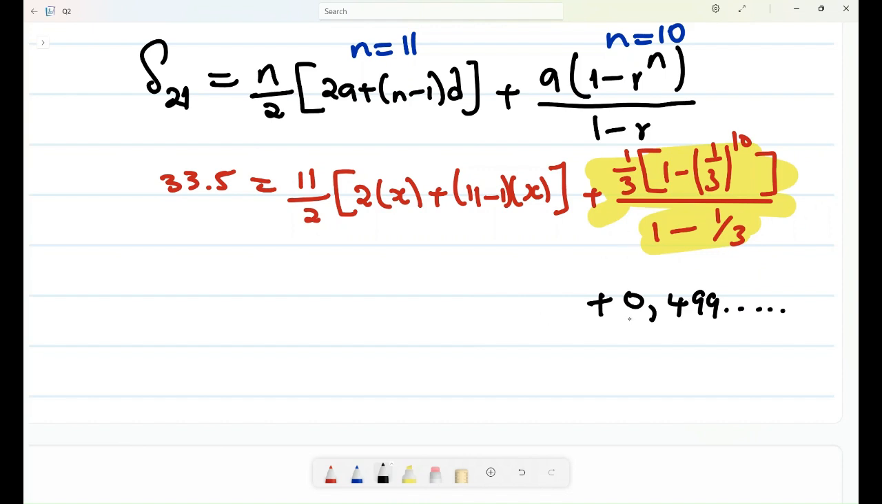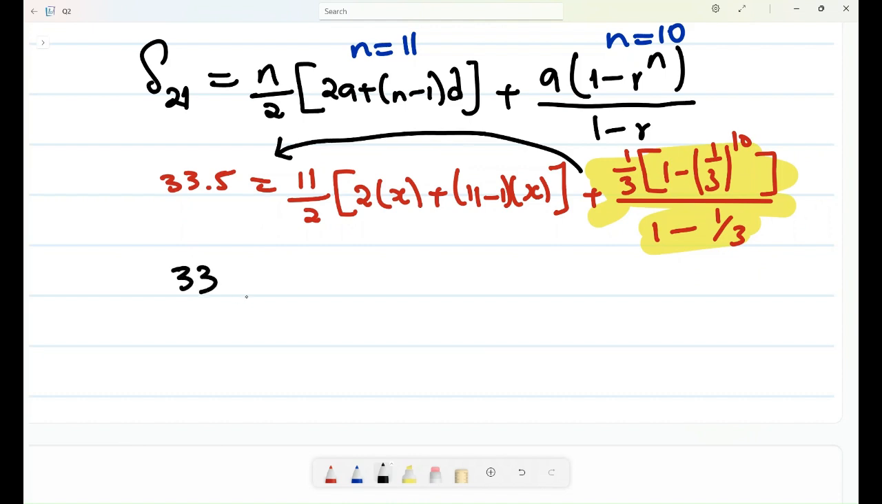So now I do not want to do anything with this answer, so allow me to subtract this and take it to the other side. So I'm going to say 33.5 minus the answer that you got. You agree with me that you get more or less something like 33.0000, which is not necessarily important, right? Yes.